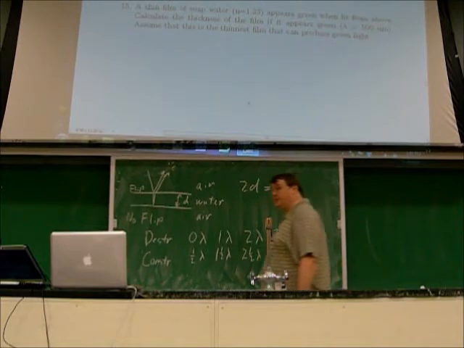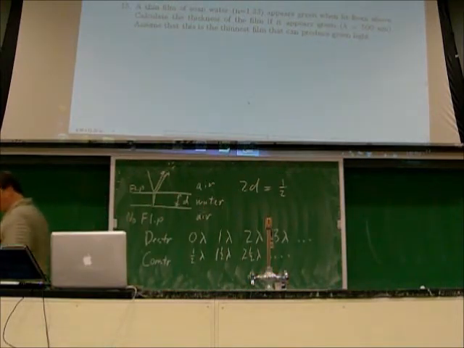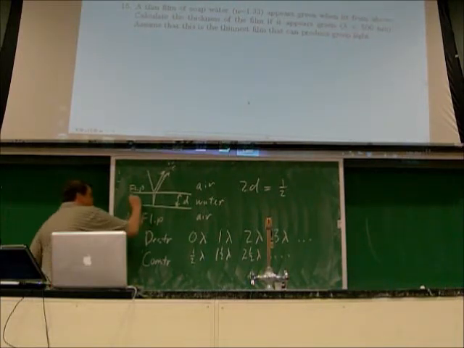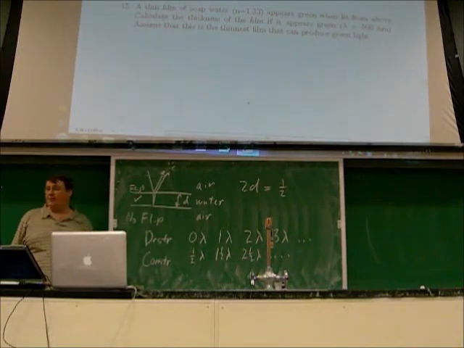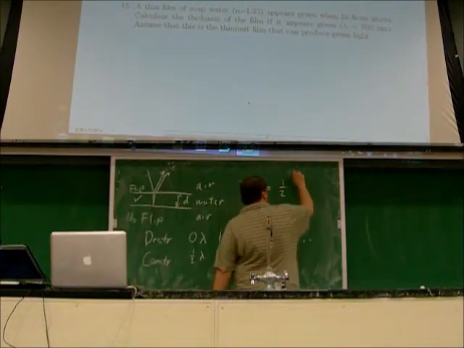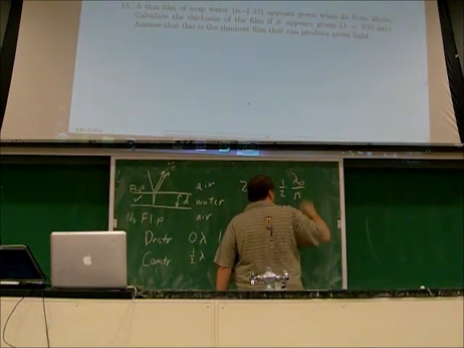Now, we got two different kinds of lambdas. We got the lambda in air, and we got the lambda in water. Which one is appropriate to use? The one in the water. Because the medium you were in while this distance was accumulated was the soap film, or the water. So the 2D should compare to the wavelength inside here. And the wavelength inside there is not green, but it is lambda 0 over the index of refraction.